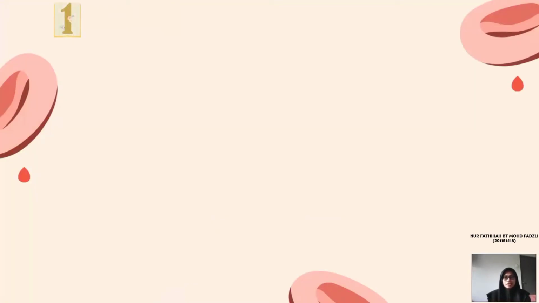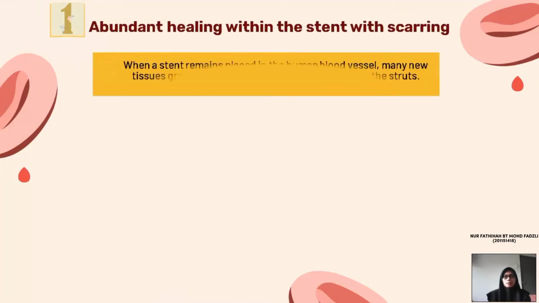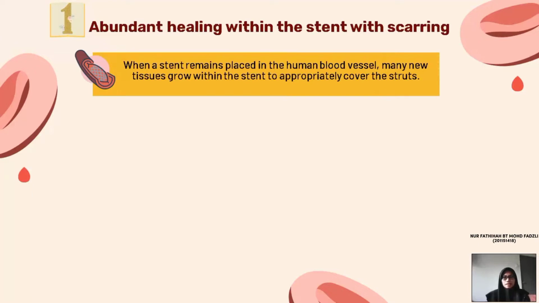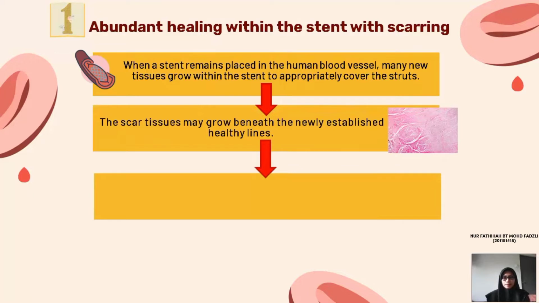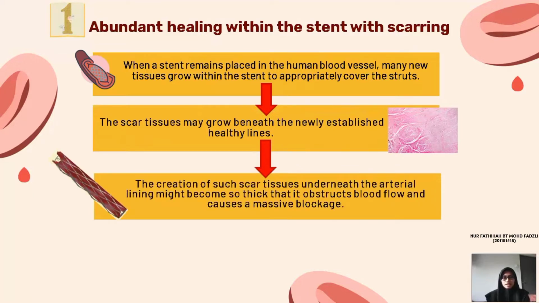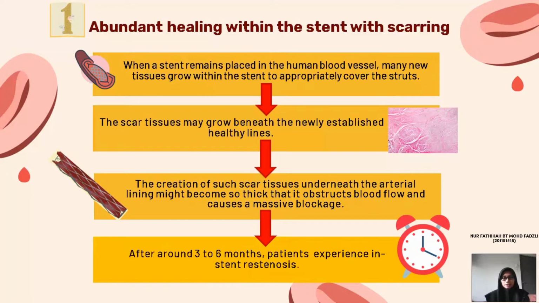Stent restenosis can arise due to abundant healing within the stent with scarring. When a stent remains placed in the human blood vessel, much new tissue grows within the stent to appropriately cover the struts. The scar tissue may grow beneath the newly established healthy lining. The creation of such scar tissue underneath the arterial lining might become so thick that it obstructs the blood flow and causes a massive blockage. After around 3 to 6 months, patients would experience stent restenosis.